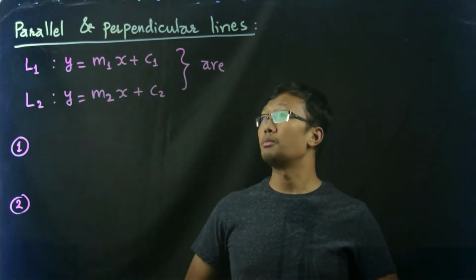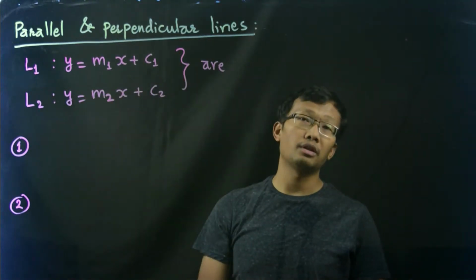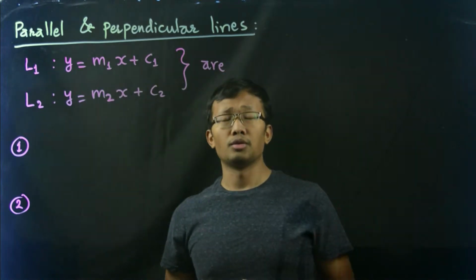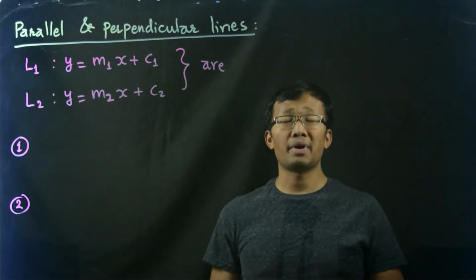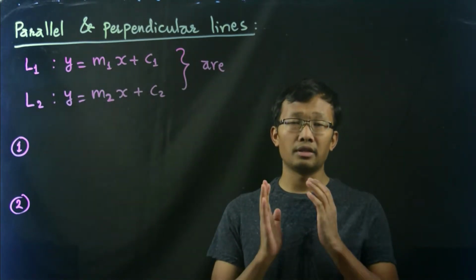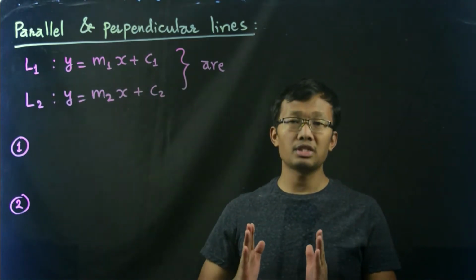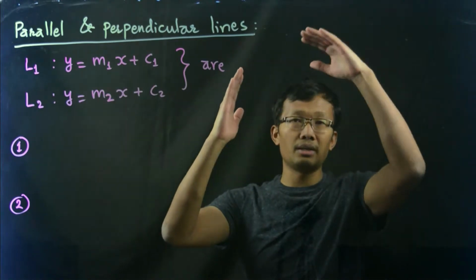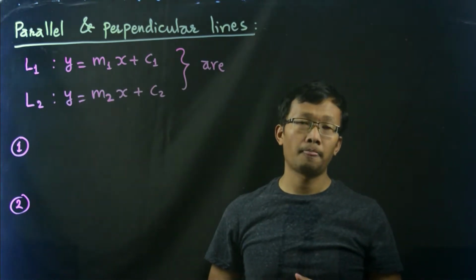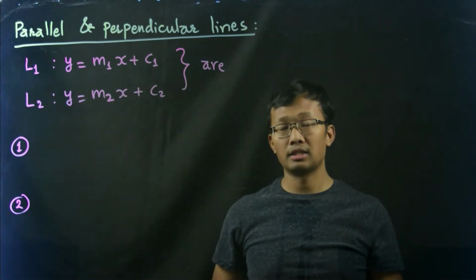Now let's talk about parallel and perpendicular lines. Two lines are known as parallel if they never meet each other. They go in the same direction and the distance between them is always the same. That's the idea of parallel lines.